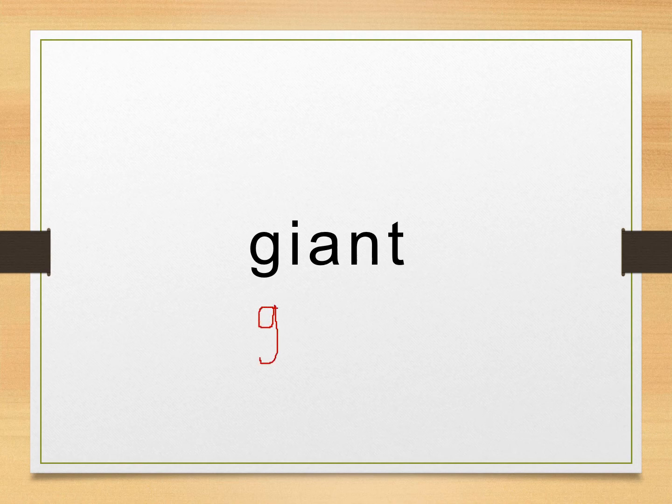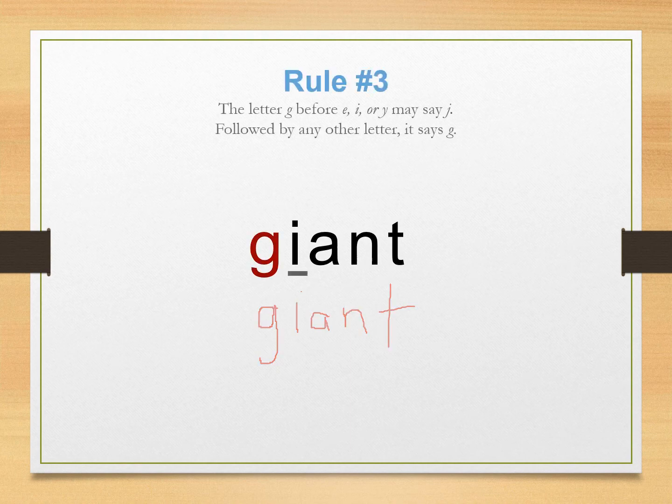J, I, and giant. Pause if you need more time. Rule 3: The letter G before E, I, or Y may say J, followed by any other letter, it says G. This G says J because it's followed by an I. E, I, or Y may say J. Giant.